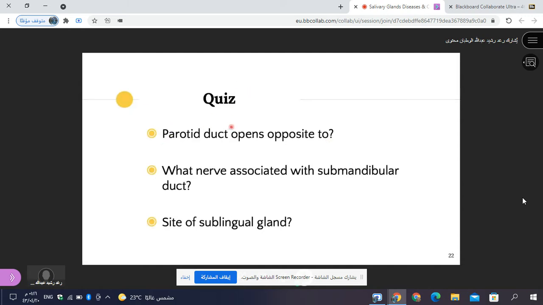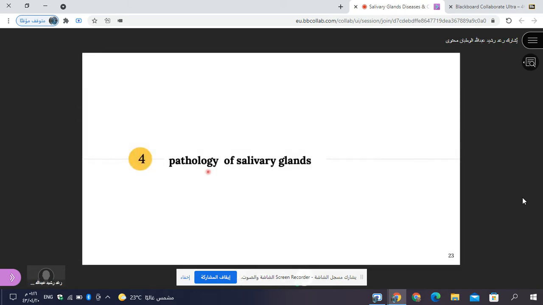The parotid duct opens opposite to which tooth? The second molar tooth. Well done. I explained that there is an important nerve associated with the submandibular duct: the lingual nerve. And the site of the sublingual gland, there is a fossa described in the mandible with the same name as the gland: the sublingual fossa. Well done.